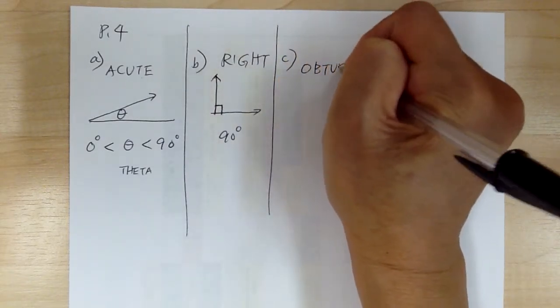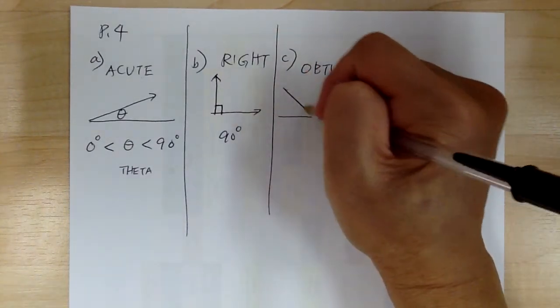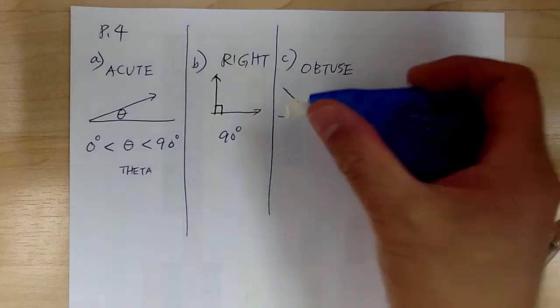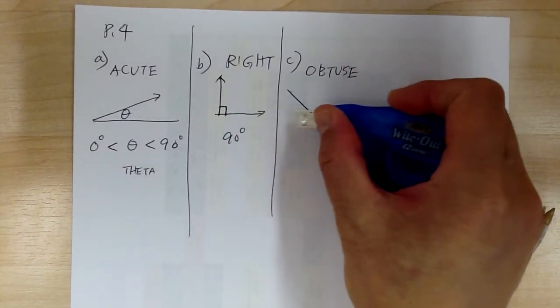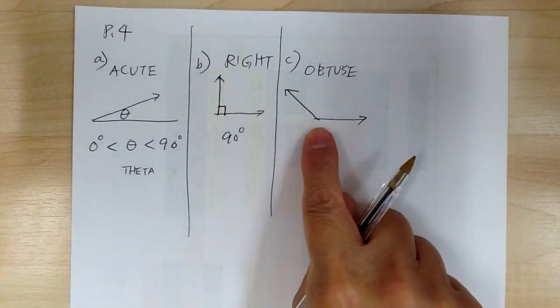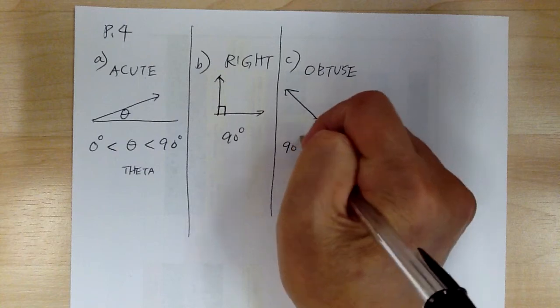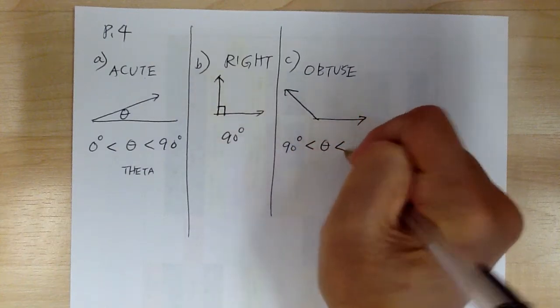You go to the next one, obtuse. Obtuse means blunt, means not sharp. Okay, so this is an example of that. You can notice this corner is not very sharp like this, right? And so this is greater than 90, less than 180.